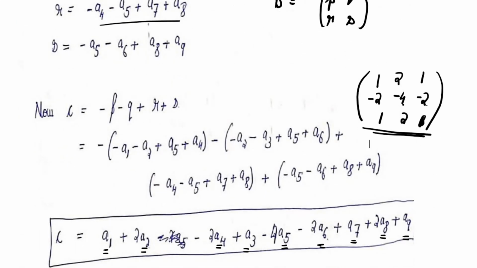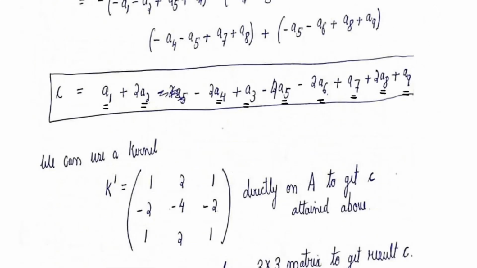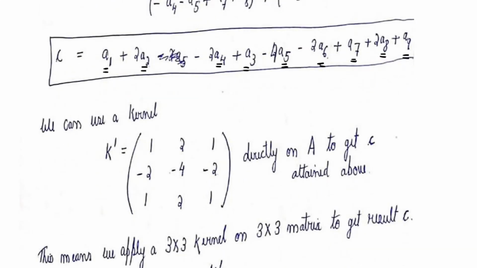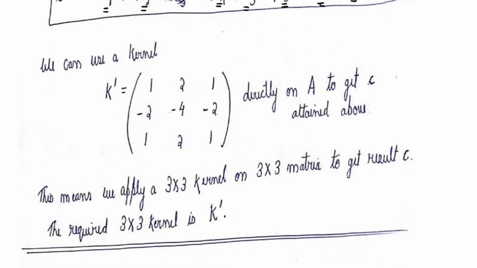So this is equivalent to saying that if I have to reach from A to C, we have to multiply with a kernel which I write over here. This is the kernel which is needed. So we can say that this is the kernel attained for directly obtaining C from A, and we need to use a 3x3 kernel on a 3x3 matrix to get the result C as needed. So this is how the kernel was supposed to look like.